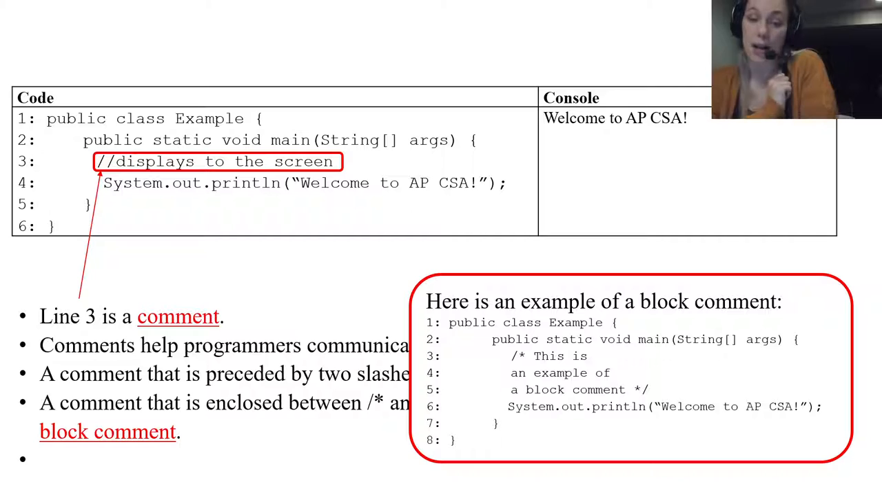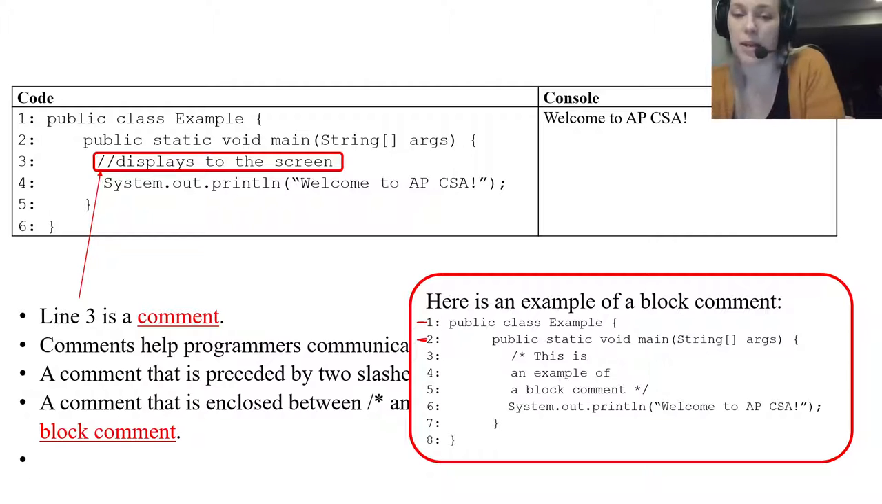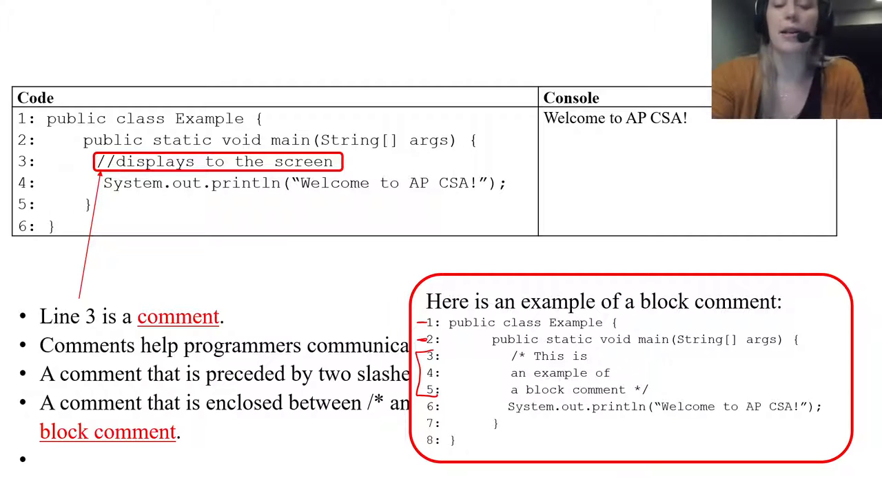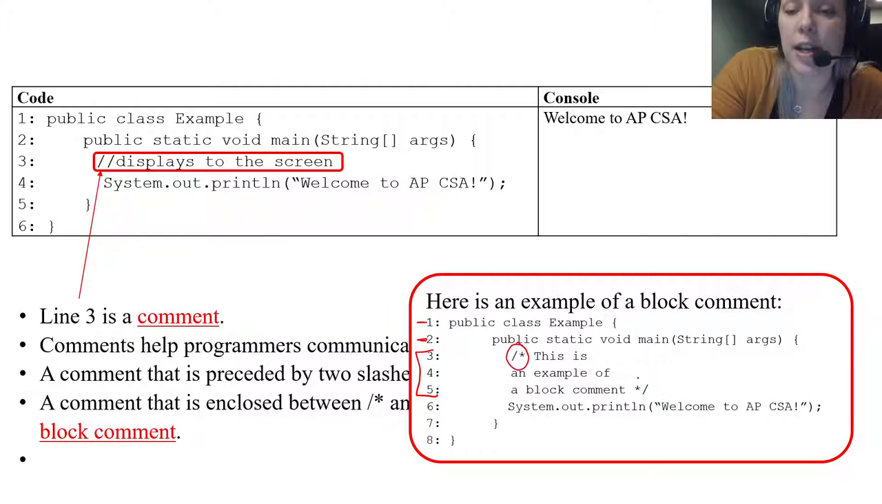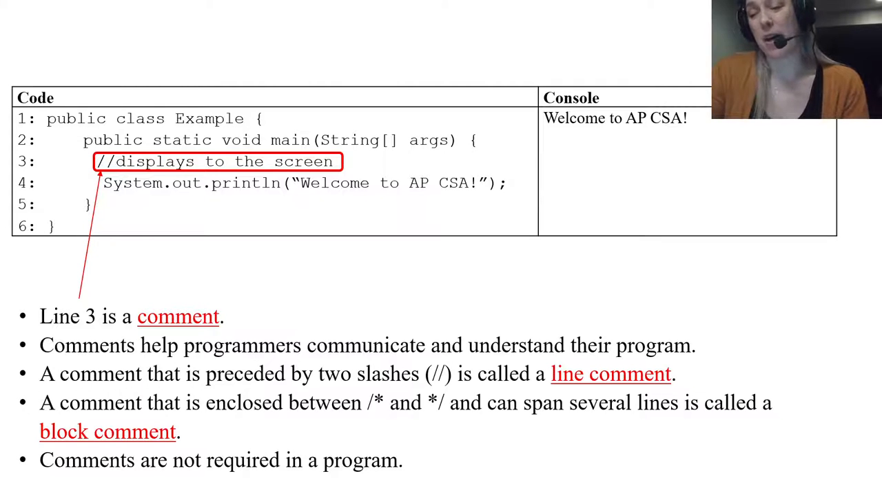Here's an example of a block comment being used. You'll see I have still lines 1 and 2, class, and my main method. And then lines 3 through 5, I have a block comment. And your code is going to ignore everything between those two special symbols. That is just a message for the coder, and your program is actually not going to run that at all. It ignores any sort of comments. Comments are just for the coder, and they're not required in a program at all. So I include them here just to show you what they are, but you do not need them in a program to run correctly. Not required, but very useful.